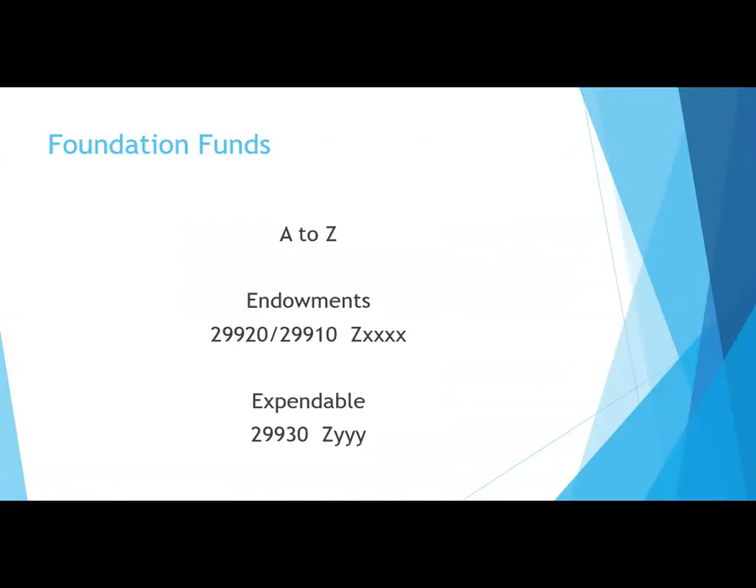So A to Z, the endowments, we talked about those on the sheet just a minute ago. The expendables are there. And actually, I put A to Z, but it's really A to X, so I kind of lied. But forgive me for that.